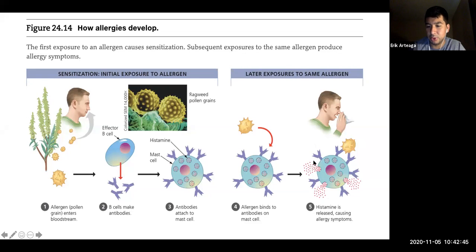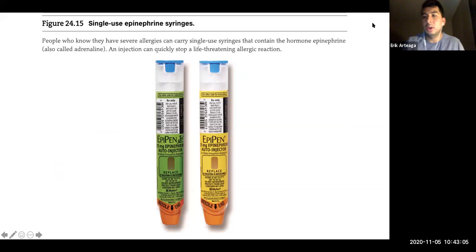So with these histamines, very little needs to be produced in order to cause these allergic reactions, right? So it's the inappropriate immune response. You're reacting to the pollen grains. Essentially, your body's freaking out when it sees it, even though this isn't a pathogen. We're still treating it as a pathogen because it ended up in our body. Okay. So this is epinephrine, also called adrenaline. This injection can quickly stop life-threatening allergic reactions.